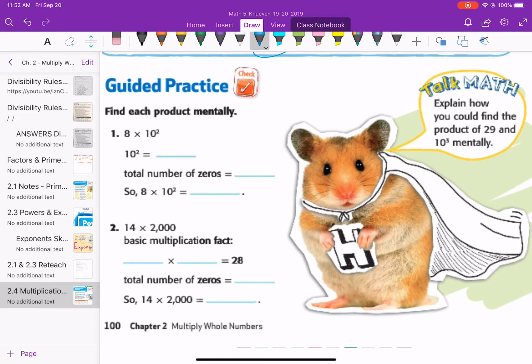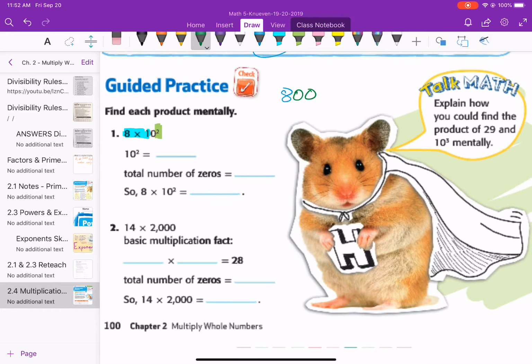All right, so let's do a couple more here for guided practice. Find the product mentally. All right, well, I'm going to first look at my basic problem. And I see 8 times 1. Well, what is 8 times 1? Well, that's going to be 8, right? And then I count my exponent, not how many zeros. I see my exponent is 2.